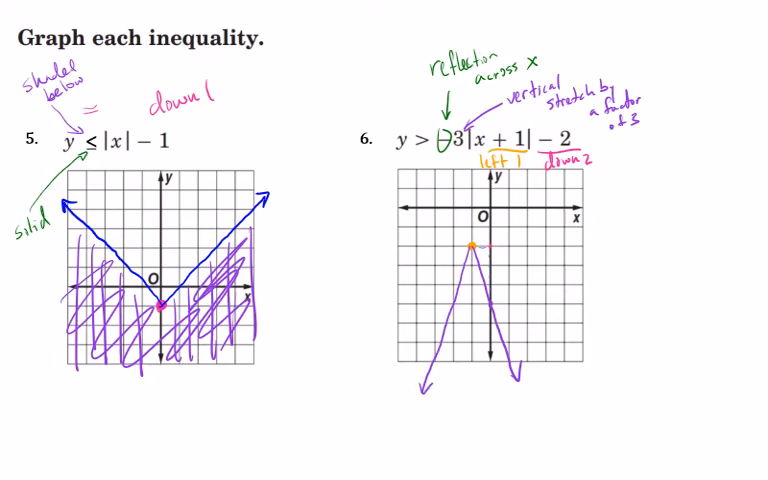Now, before I go too far, let's figure out the dashed or solid. So if I look here, there's no "or equal to," so it's going to be a dashed line, right? So let me erase these, and we'll make it dashed.